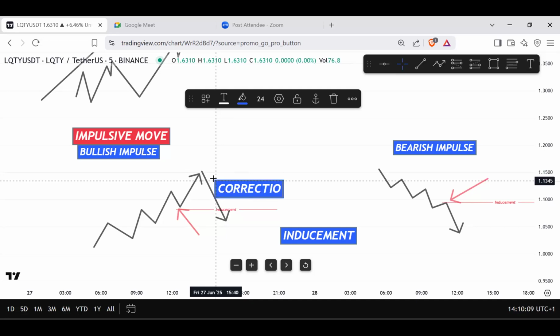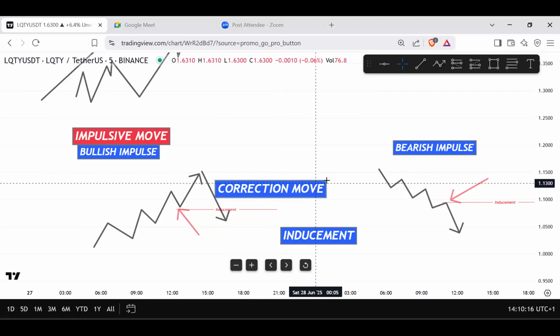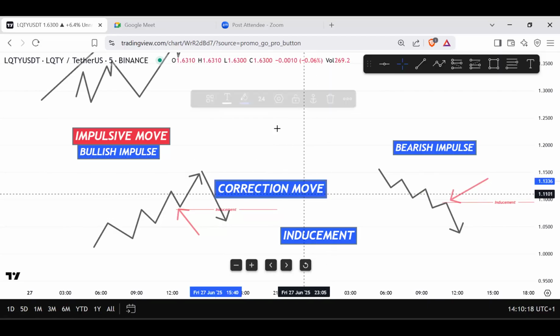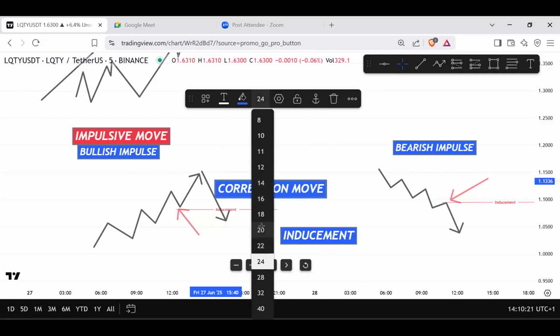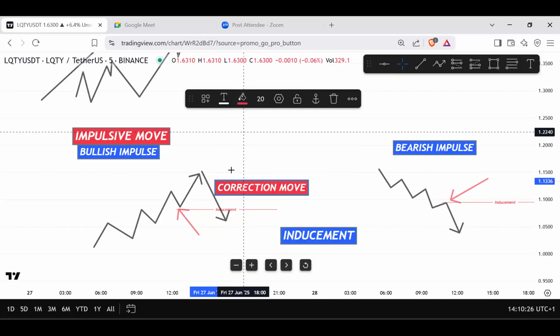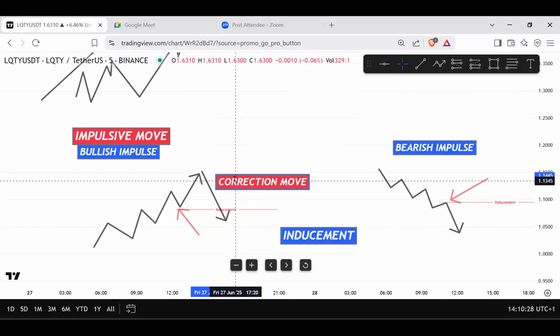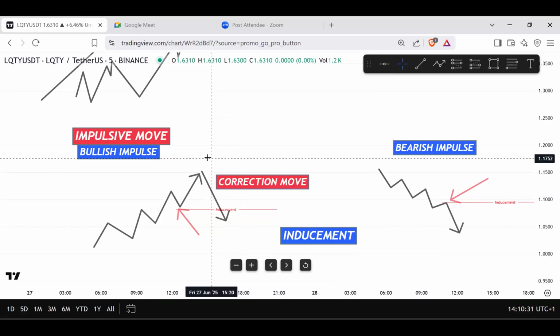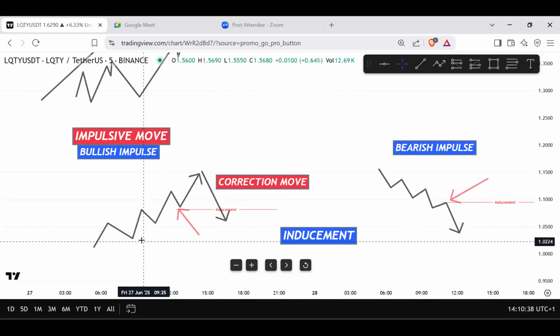So a correction, does it mean always that the trend is changing, or just a correction only? It can be either of the two. It can be a change, or also slowing down before it continues moving again, more like resting. So now, for example, if there is an inducement and one correction happened, there is a chance of creating another impulsive move, right?